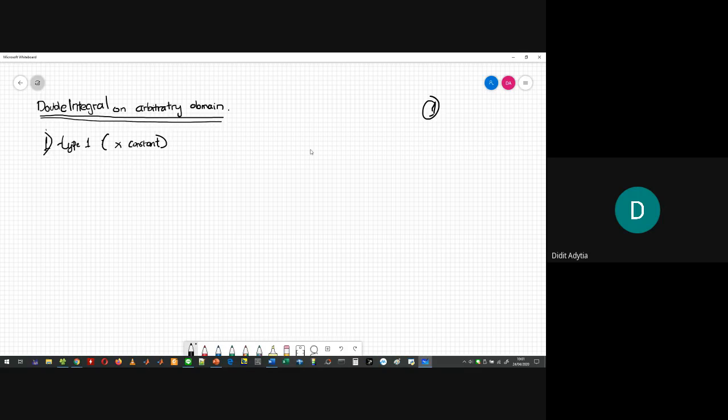So what does it say? We define the domain of the integration as D. D is a set of points x and y, where x is between a and b, since x is constant, and y is defined between the functions p(x) and q(x).